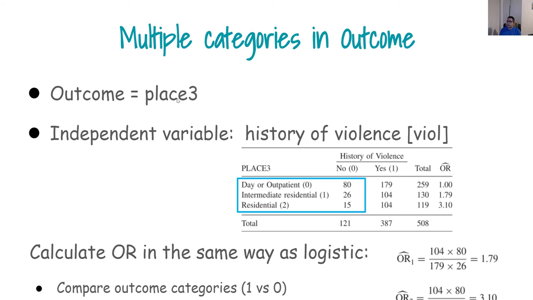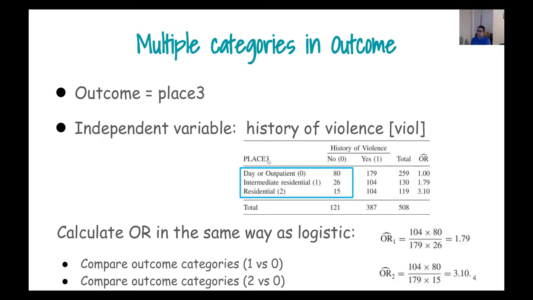Alright, so if we have place 3 as our outcome, we have a number of independent variables, and one of the variables we have is history of violence. So what we are doing here is cross-tabulating the history of violence variable with the outcome variable. The history of violence variable is a binary variable, and the outcome variable was place 3, where day or outpatient was the reference category, and the other categories were intermediate residential or residential.